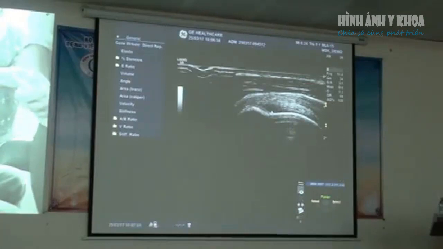So you can see here, this bright shadow here, or bright line. That's the articular cartilage of the humeral head.